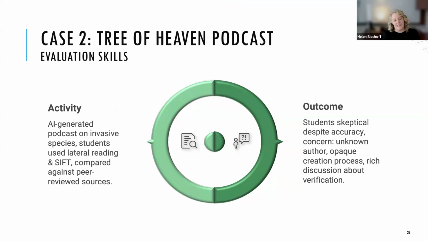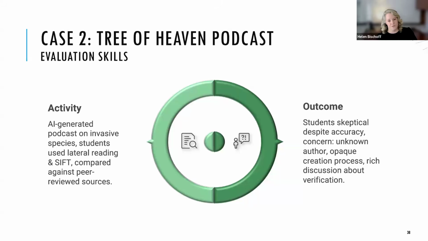The second case study that I have here is a Tree of Heaven podcast that I did with an undergraduate class. A professor requested library instruction that leaned really heavily into source evaluation. Students were not allowed to use AI to complete their annotated bibliography and presentation. However, their research required them to search the open web for a variety of resources in addition to peer-reviewed literature.